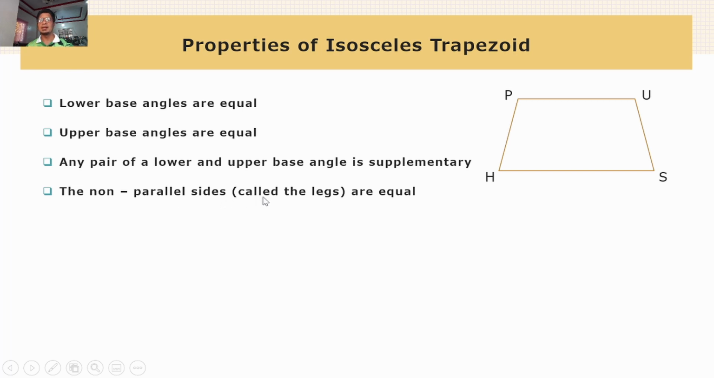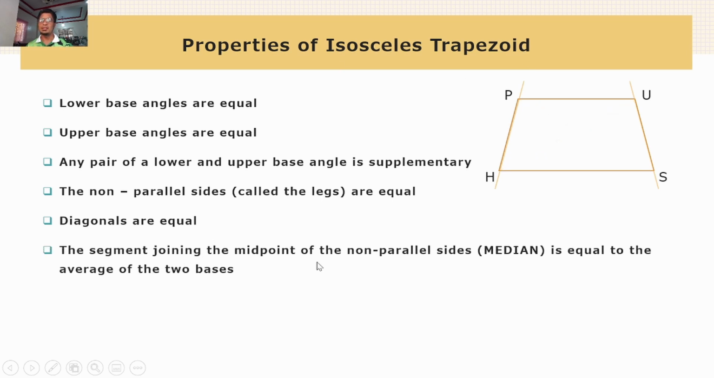The non-parallel sides, called the legs, are equal. So, ito yung non-parallel sides. Ayan, they are equal. So, they have the same length. Huwag po natin kakalimutan. The diagonals are also equal. So, ito yung diagonals natin. If this has a measure of 10, the other diagonal also has a measure of 10. This is for isosceles trapezoid.